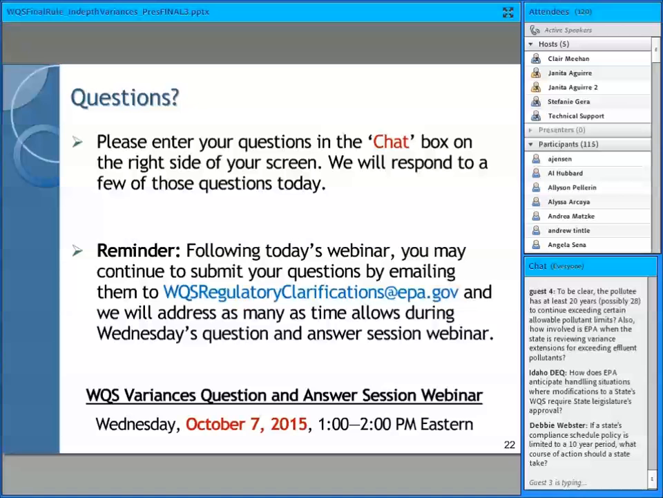One thing to note is that if through a reevaluation a state or authorized tribe realizes that they overcommitted, or in other words, that the highest attainable condition is overly stringent, and they're realizing now that they cannot achieve that, there's no automatic function to make the highest attainable condition become less stringent. In order to make that less stringent, the state or authorized tribe would need to adopt a new variance and go through the full public process and EPA approval to lock in that new highest attainable condition.